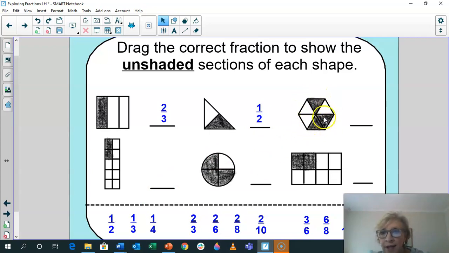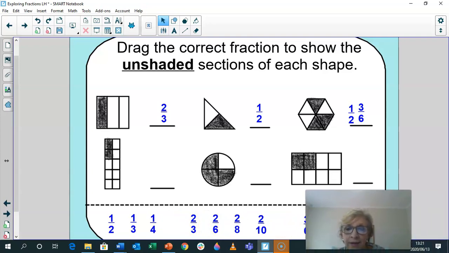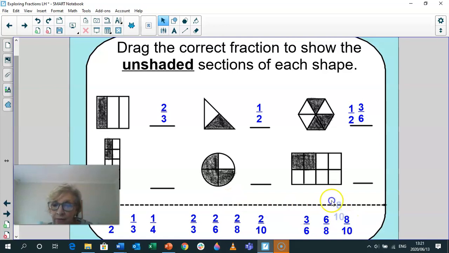Here we have the same shape that we had last time. 3/6 are not shaded, which is the same as a half, and 3/6 are also shaded. Now the 2 tenths there, 2 out of 10 are shaded, which means that 8 tenths is not shaded. Right. 3/4 is shaded, which means 1/4 is not shaded.